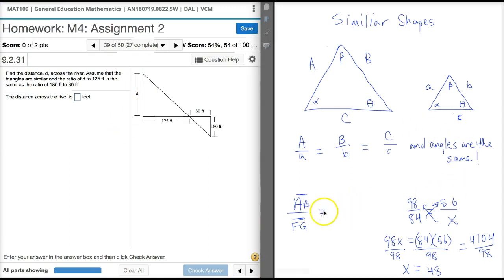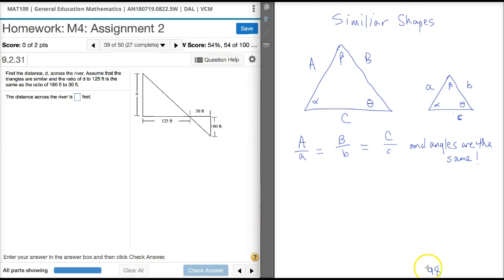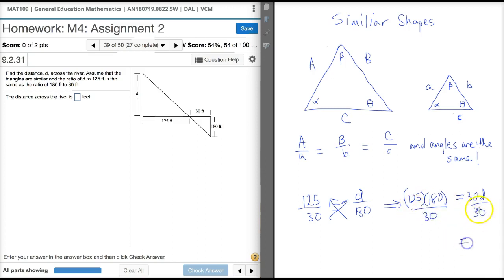So erasing what we had here in the last problem and using what we know for this one, here I know that 125 is to 30 as D is to 180. And so here I know that again I can cross multiply. And if I do that, I'll have 125 times 180 equals 30 times D. And to get D by itself, we just divide both sides by 30. And that just gives us D on the right.